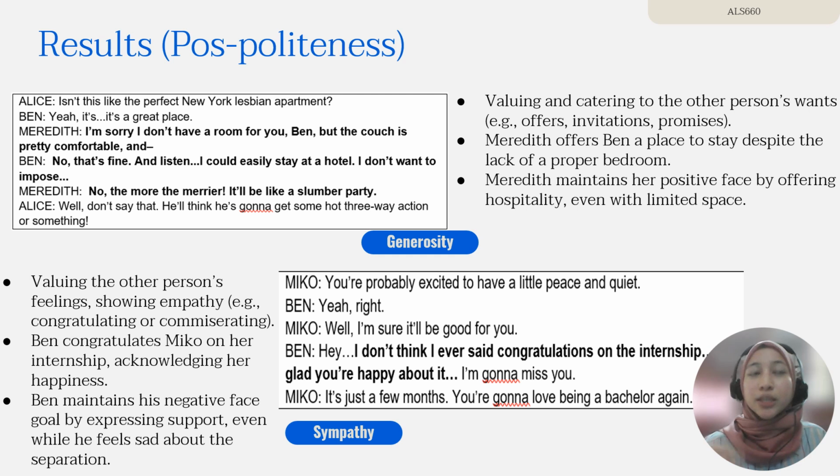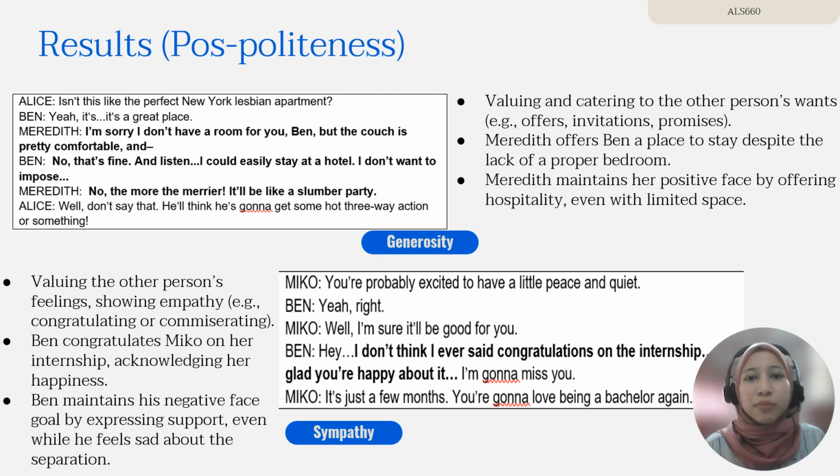Let's now look at the sympathy maxim, the seventh maxim in the list. This one is about showing empathy and caring about the other person's feelings. This maxim is often expressed through acts like congratulating or commiserating with someone. Essentially, it's about recognizing someone's emotional state, whether it's celebrating their success or offering comfort.